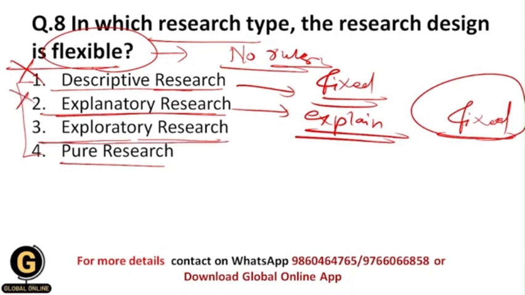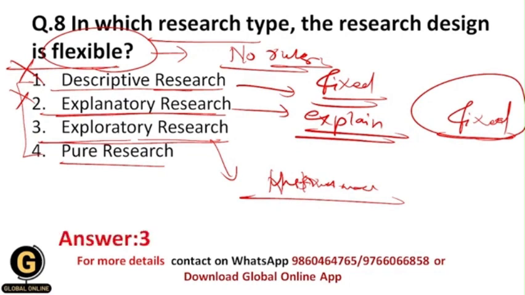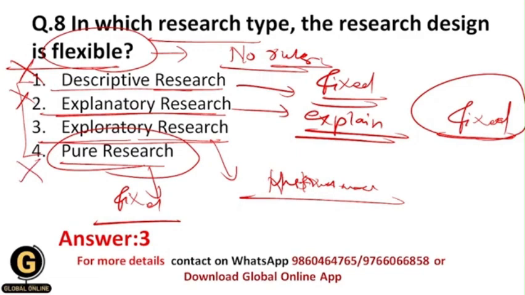Within the exploratory research design, as I have told you earlier in this video, this is unstructured, and as well there is no rule to deal with it, and that's why this is a flexible research design. Okay, that's why the correct answer to this question is the 3rd. And pure research or fundamental research is the research in which we are going to expand our knowledge, we are going to formulate a principle or theory or law, and that's why this is as well a fixed research design. So this option gets eliminated, and that's why the correct answer is 3, that is exploratory research.